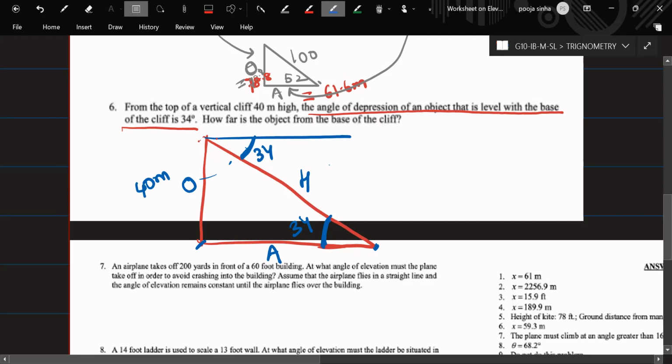Adjacent, right? We want to find the base of the triangle. We have to find the base of the triangle, right? Where is the base of the cliff? It's here, right? This is the base of the cliff. From here, you're trying to find where the object is, that distance.